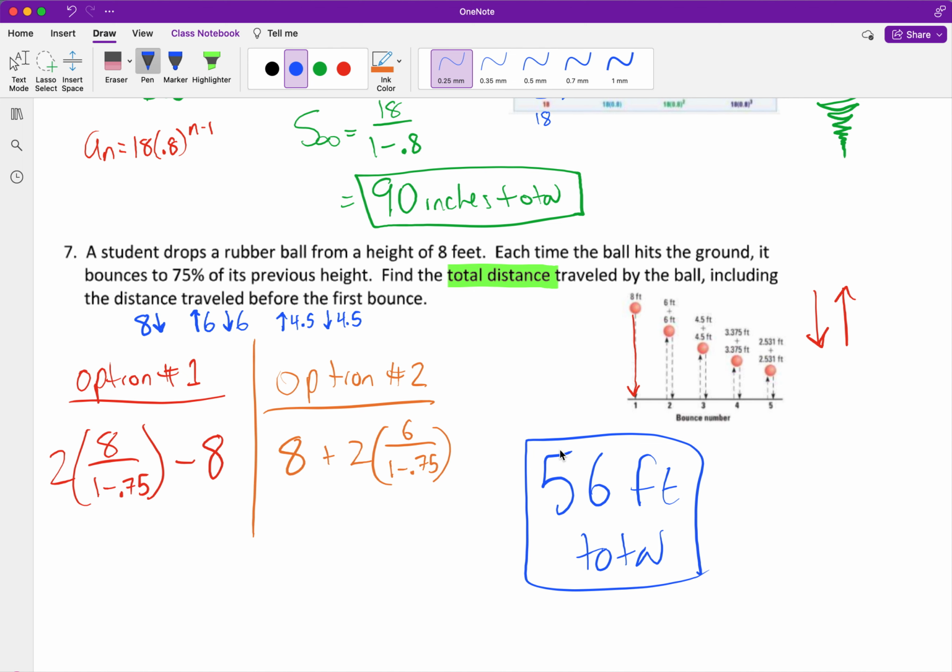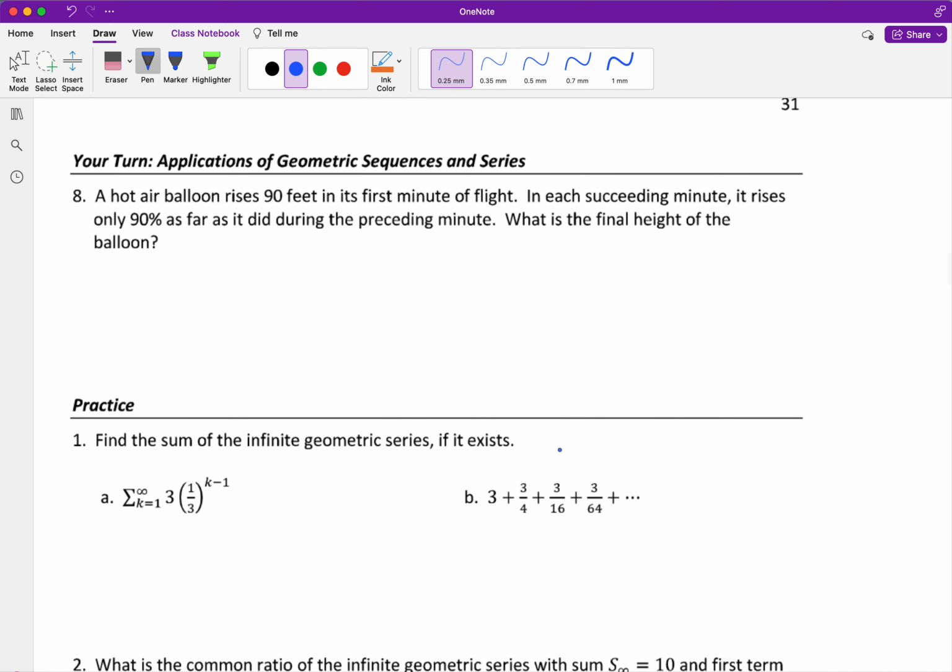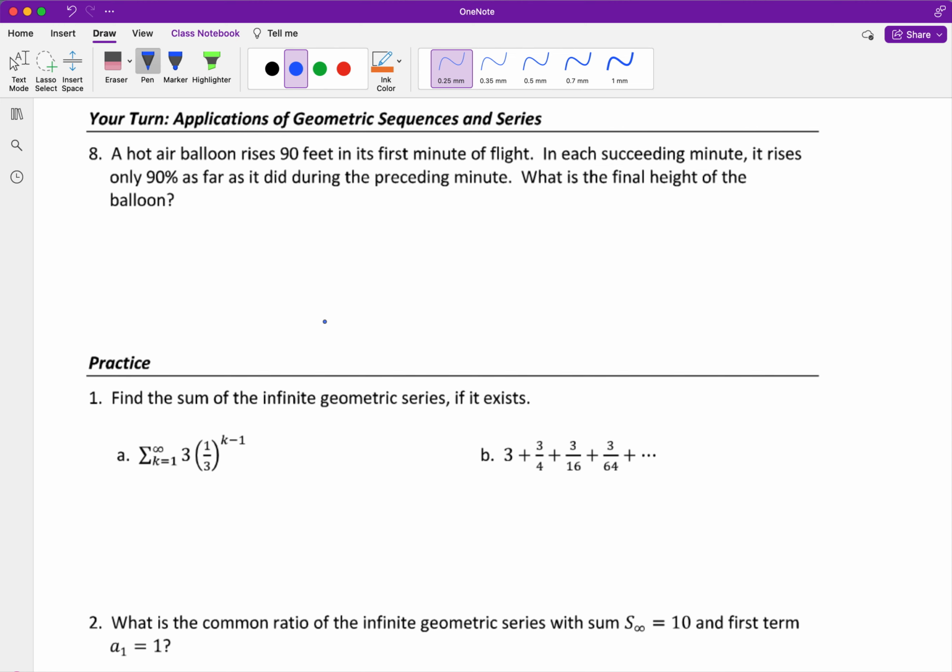So you got yourself a your turn here. We got a hot air balloon. It rises 90 feet in its first minute of flight, and each succeeding minute it rises only 90% as far as it did the previous minute. What is the final height of the balloon? So we're going forever. All right, so pause the video and have at it.